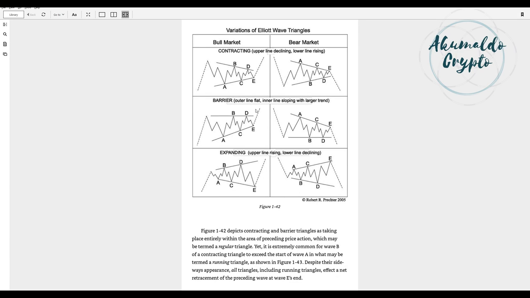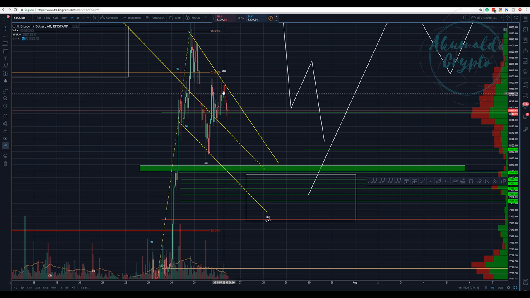What is the difference? When we have a C, it's going down. We have a C like this. The C here is an ABC. You see, it's a pattern of three waves going down. Then we have three waves going up, three waves going down again. Again, I need to stress this point, because if we have five waves going down here, it's not a triangle. We need to have three waves going down.